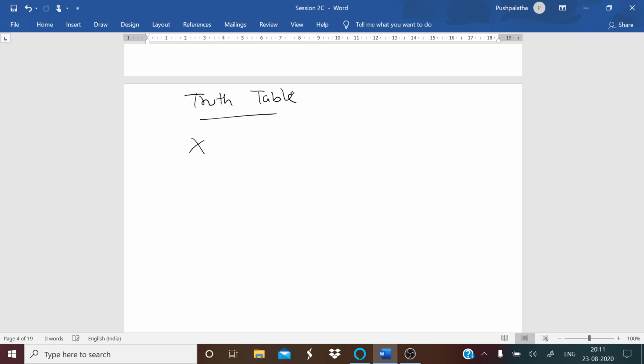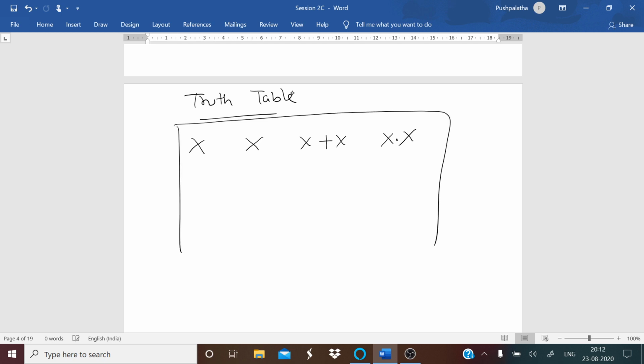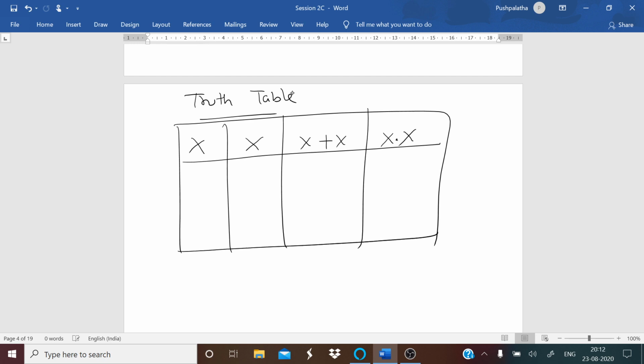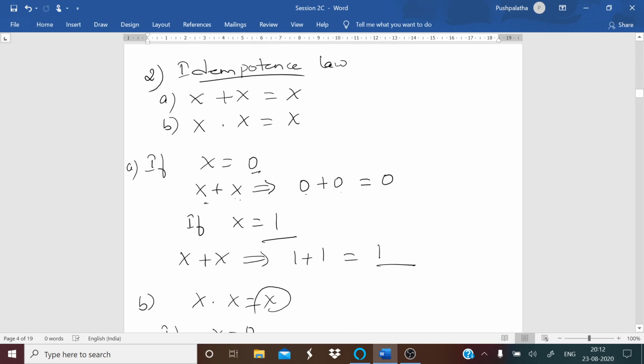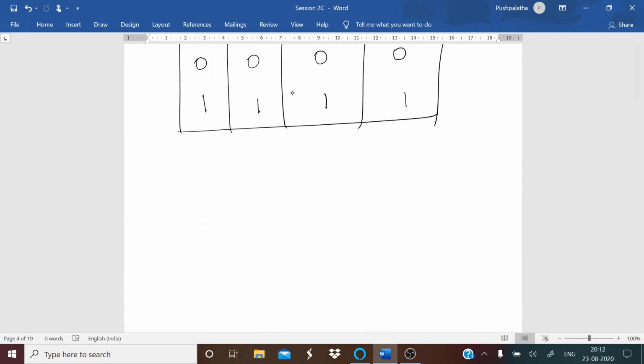If you are going to show this in the form of a truth table, we have two outputs, x plus x and x into x. If x is equal to 0, x plus x becomes 0, x into x becomes 0. If x is 1, 1 plus 1 is 1, and 1 into 1 is 1. So this is what we said, x plus x remains the same as x. This is your truth table. And this was the second law, right? So let us go for the next.